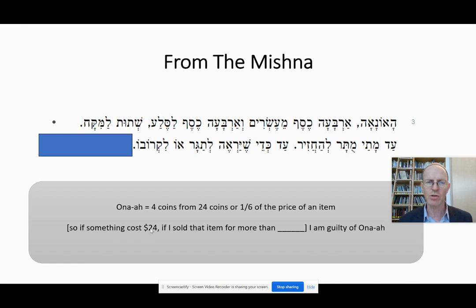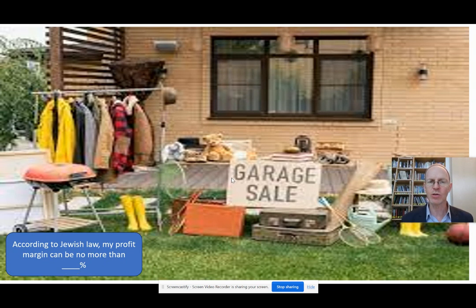So if something costs $24, and I sold that item for more than $28, I'm guilty of ona'ah. I've sold it for more profit than it's worth, over 1/6 more than it's worth. Anything below that I can sell. So it's basically saying at a garage sale, right?